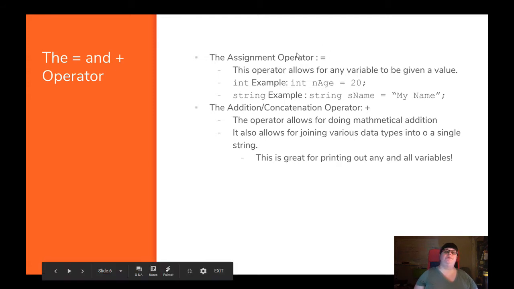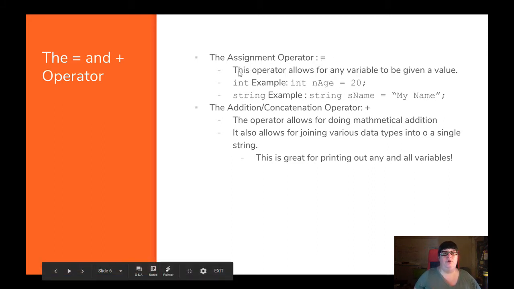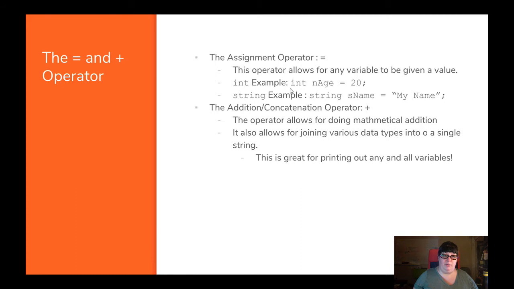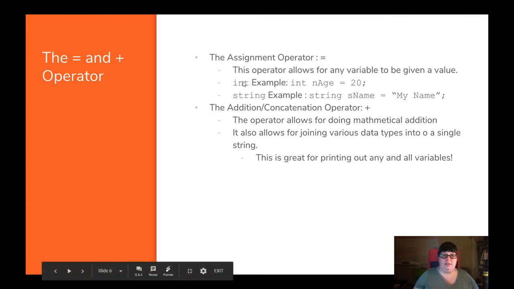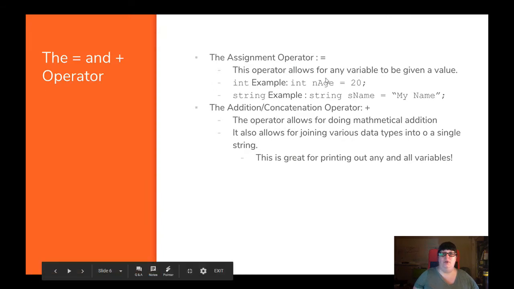All right, so operators. The first two major operators we will be dealing with today are the single equal sign. This operator allows for any variable to be given a value. That's why it's called the assignment operator. It assigns a value to a variable. If we look back at our examples, either here or in our code, here are our variables, here is the assignment equals, and here are our values.